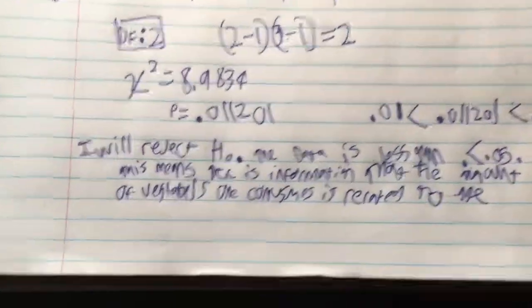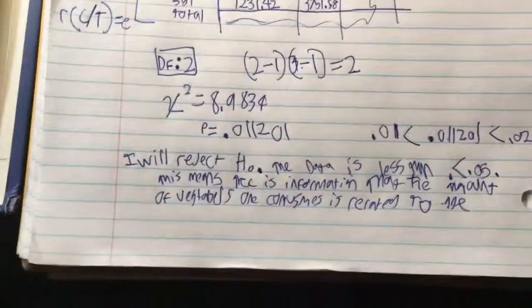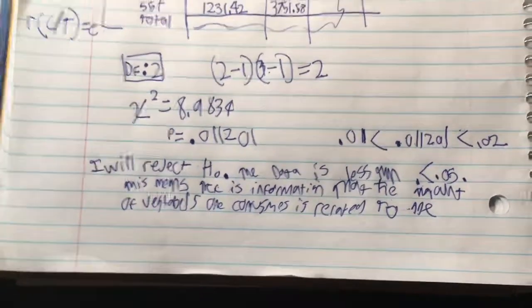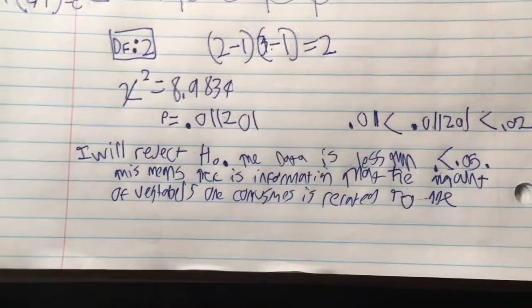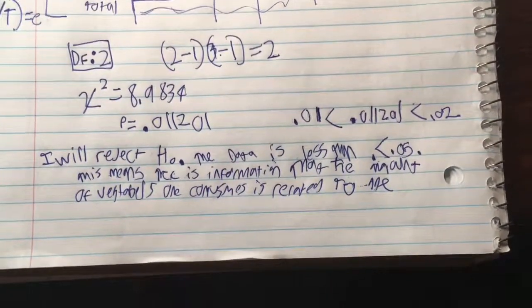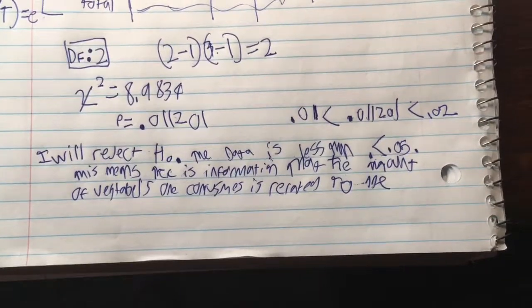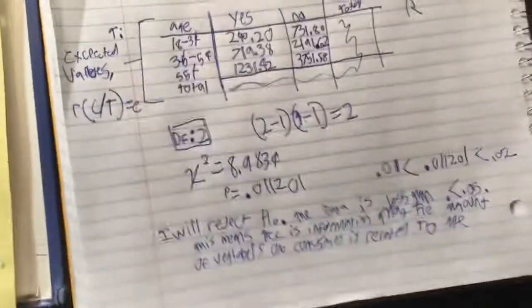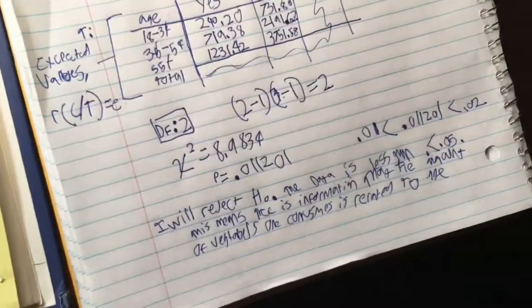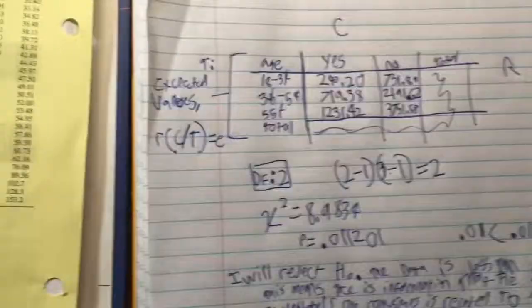So, okay, what does this mean? We have the information. What do we do with it? This means I will reject the HO. The p-value is less than 0.05, which is the required amount. This means that the amount of vegetables one consumes is related to the age. So that means the amount of vegetables one eats is related to the age of the eater. And that's the results.